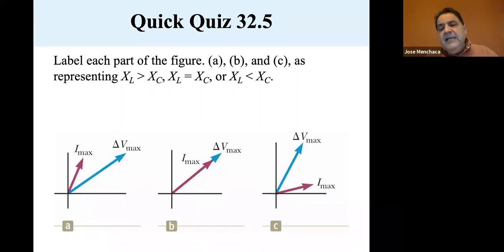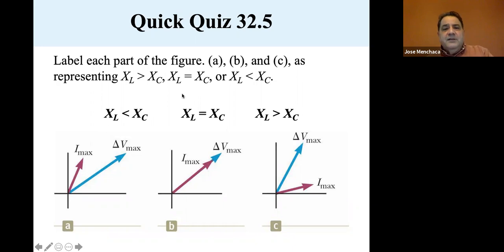And in C, the current lags the voltage, so it's more inductive, so X sub L is greater than X sub C. So basically it's these labels here reversed. X sub L is less than X sub C, here they're equal, and here X sub L is greater than X sub C. Let's check it out. Sure enough, you see how it's reversed. X sub L is less than X sub C because the current leads. Here they're equal because there is no phase, and here X sub L is greater because it lags. And that's the end of this section. Let's stop the share.